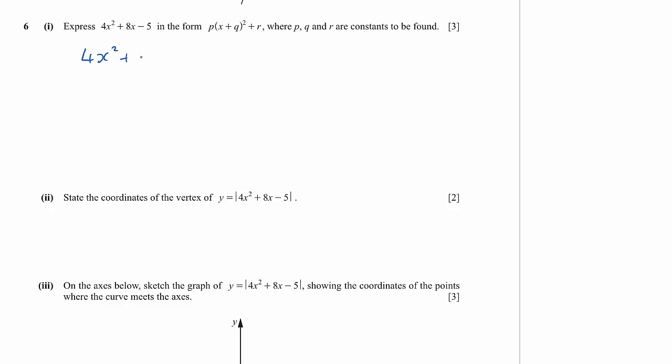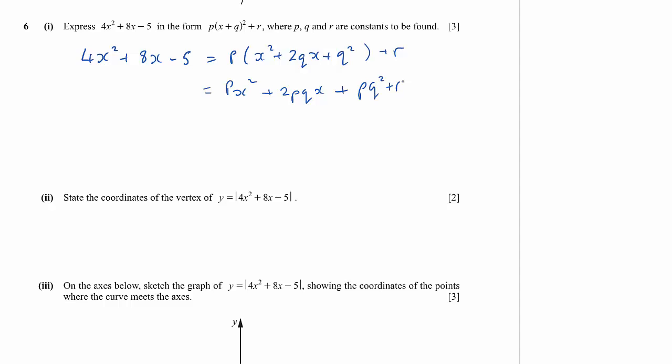So 4x squared plus 8x minus 5 is going to be p into (x squared plus 2qx plus q squared) plus r. So that's px squared plus 2pqx plus pq squared plus r. So comparing coefficients, we can see that p is equal to 4 straight away, the coefficient of x squared.